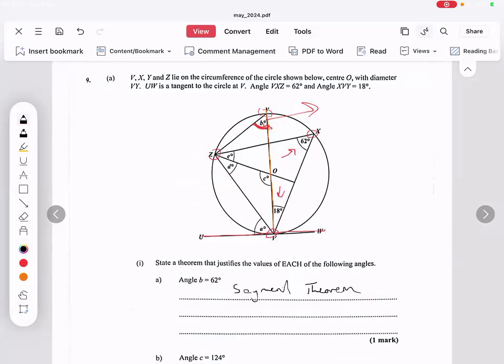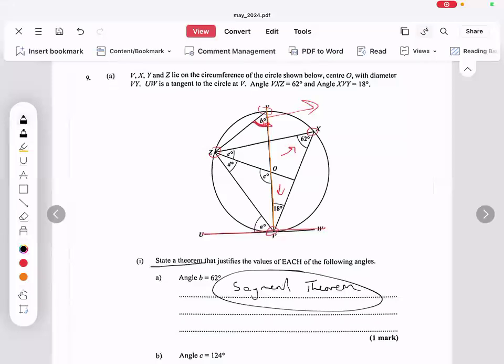Very good. Segment theorem. You could say it's the segment theorem, or if you don't remember the name that I gave it, you can just say: angles in the same segment, like what Lexi was saying a while ago. Angles in the same segment of a circle subtended by the same chord or arc are equal. It's 1 mark, so they say you must state a theorem. I stated it. I said segment theorem. That's it. Done.